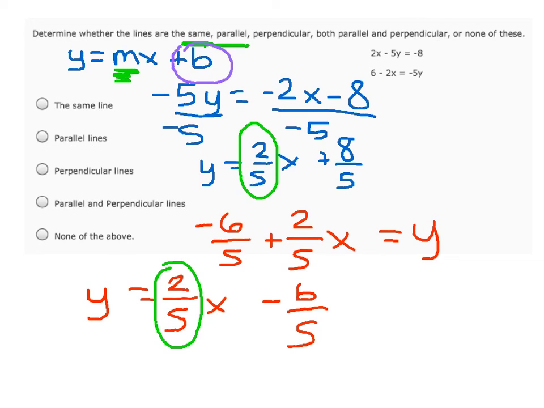So in the first equation, we have a positive 8/5 as the y-intercept. However, down in the second equation, we see that we have a negative 6/5. Therefore, we know that the lines are not exactly the same, however, they have the same slope. So those lines would have to be parallel lines, B.